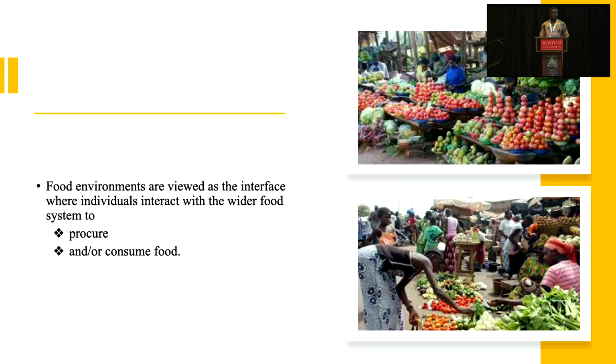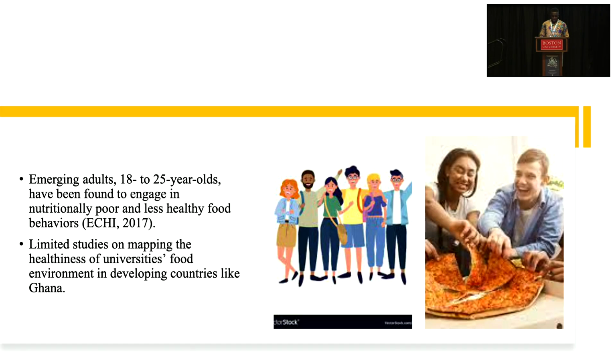And one may ask, what is food environment? So food environment is the interface where individuals interact with the wider food system, either to procure food or to consume food. And this later has implications for health outcomes. So according to ECHI 2017, adults, especially the emerging ones between the ages of 18 and 25 years, have been found to engage in adopting unhealthy food habits and also eating nutritionally poor food. And most of the time, these individuals are in the universities.